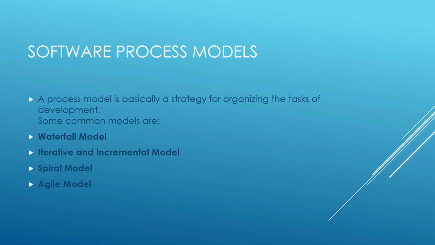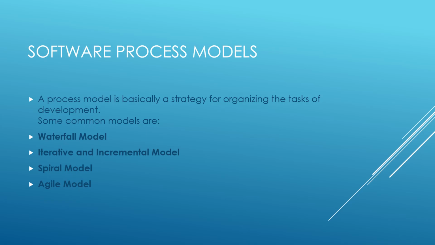So now these activities can be organized in different ways, and that's where software process models come in. Until now, we have defined the software process. We have seen multiple activities included in a software process, which will help us to reduce the complexity of our problem. Now we are going to organize the software process activities in different ways, which will lead us to different software process models. A process model is basically a strategy for organizing the tasks of development. Some common models which are used are the waterfall model, iterative and incremental model, spiral model, and agile model.